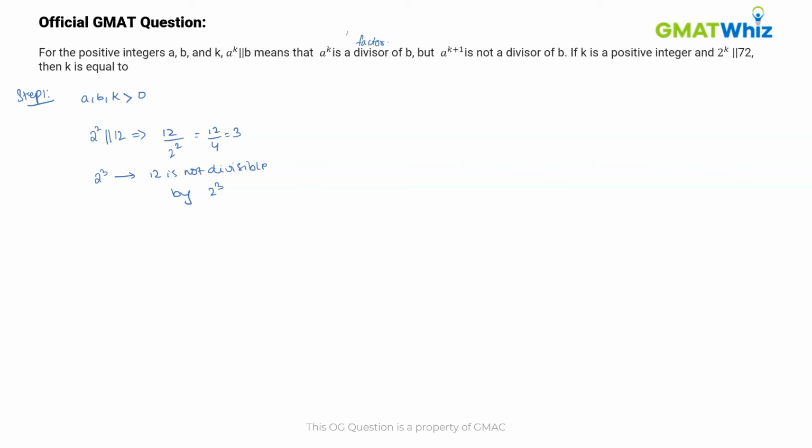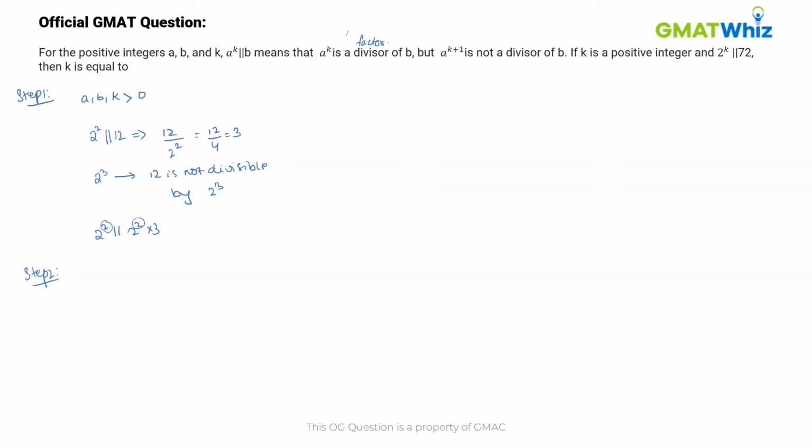Now, if we factorize 12 and write it as 2 squared multiplied by 3, we can see that the power of 2 on the left hand side should be equal to the power of 2 on the right hand side for it to be a divisor of b. Using this concept, we now move on to step 2 and understand how to solve the question.